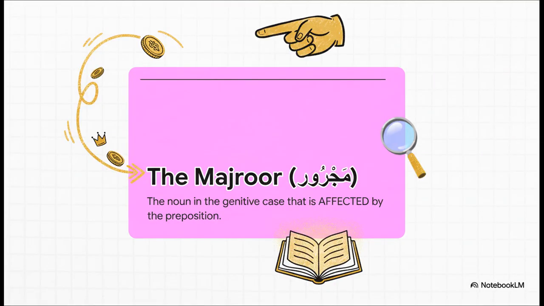And the second part of our duo is the majroor. This is simply the noun that's sitting right after the harf-jar. The name is perfect, really. Majroor literally means the one that got put into jar. It's the one that gets affected by the preposition.